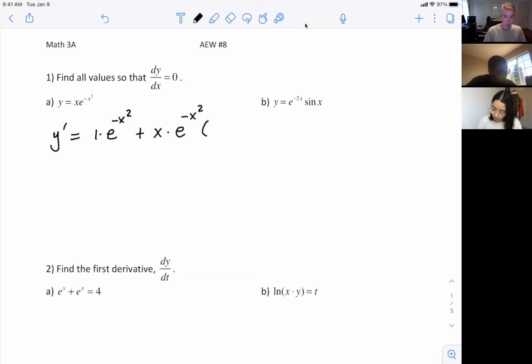And then it's time for the chain rule. So take the derivative of negative x squared, that's negative 2x. And then set it equal to 0. So each of them has the e function, so I could factor that out. And then what it would leave behind would be the 1 and then minus 2x squared.